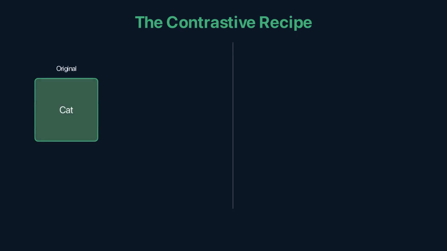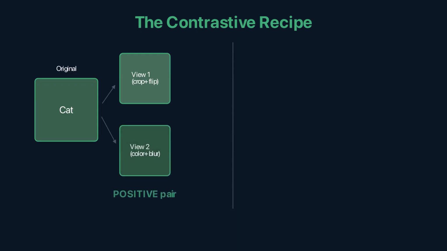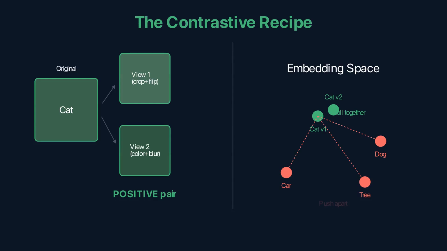The contrastive learning recipe. Take an image. Create two augmented views, crop differently, flip, adjust color, blur slightly. These two views are a positive pair. They show the same content from different perspectives. All other images in the batch are negative pairs, different content. Train the model to produce embeddings where positive pairs are close together and negative pairs are far apart.